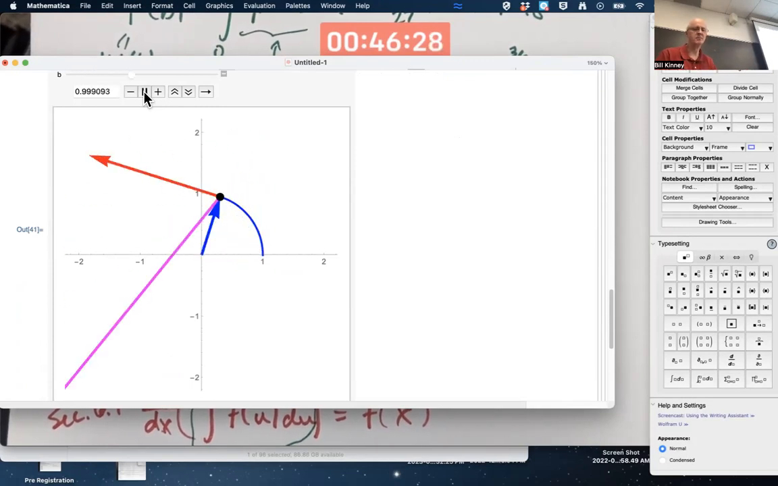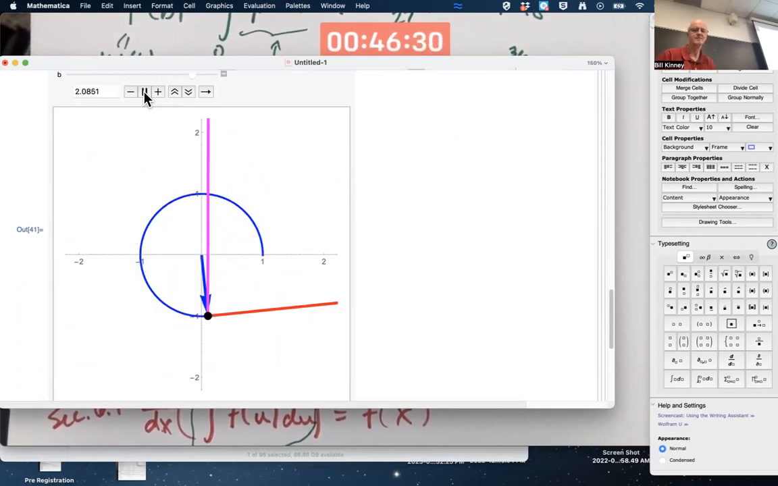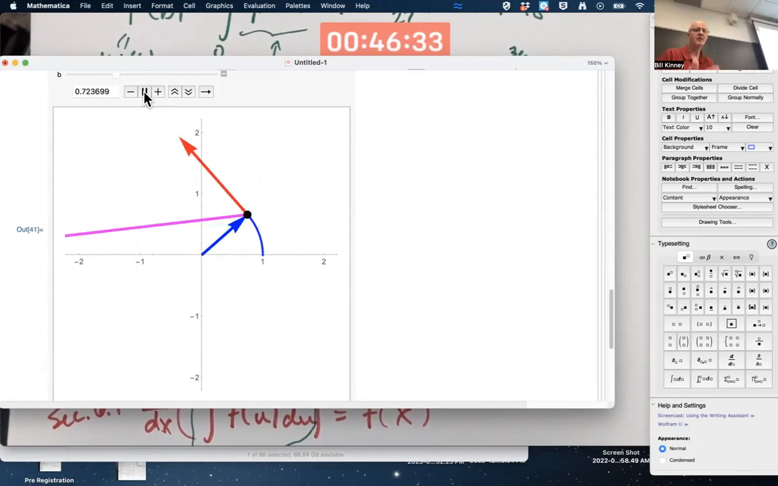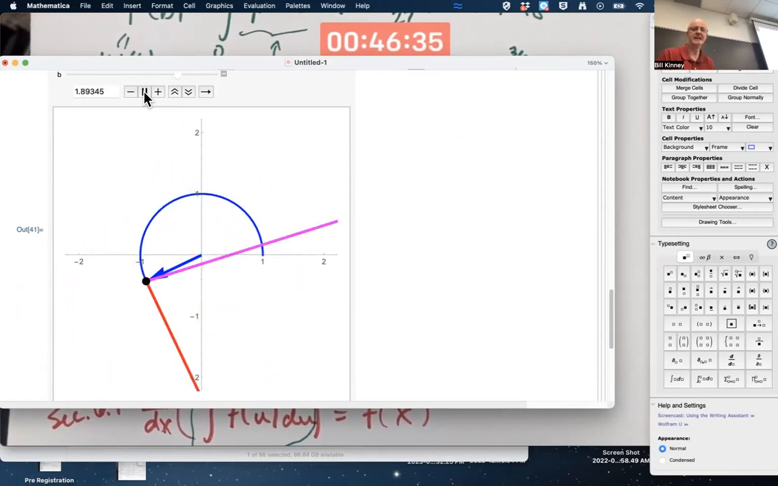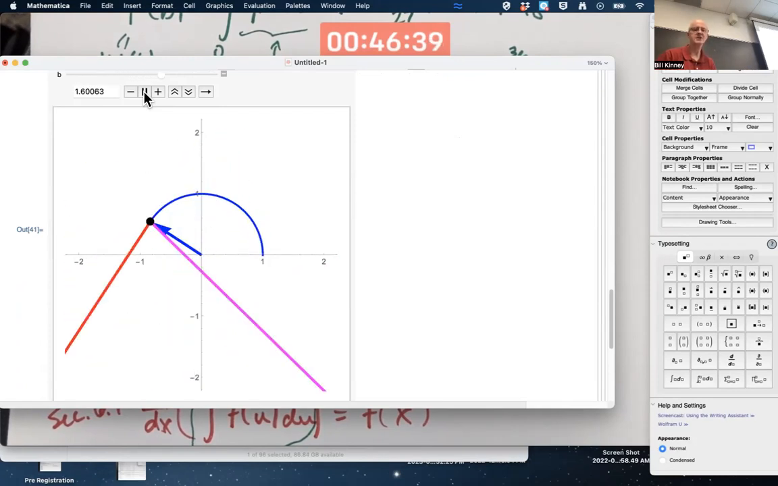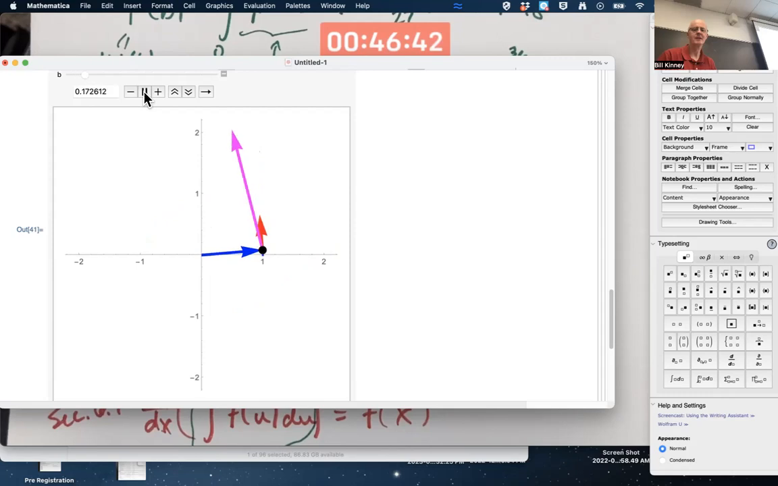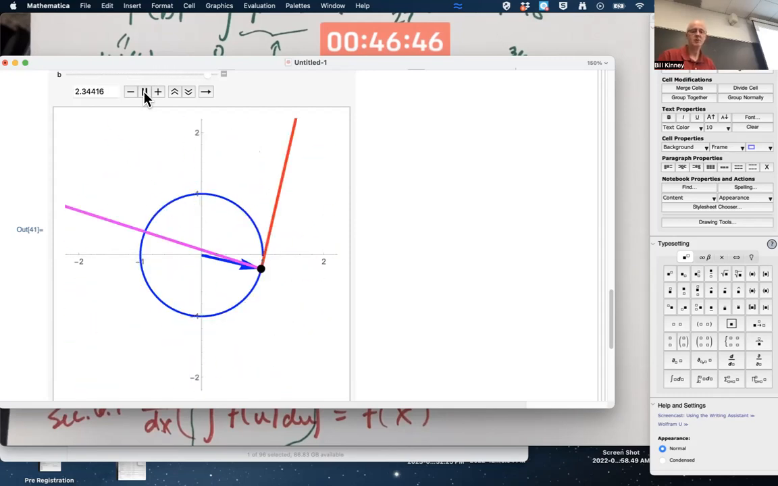Still moving along a circle. The blue arrow still points to a circle. The red arrow, the velocity vector, is always tangent still, but it keeps getting longer and longer. You're speeding up. The acceleration is the rate of change of the velocity. It keeps getting longer and longer as well.